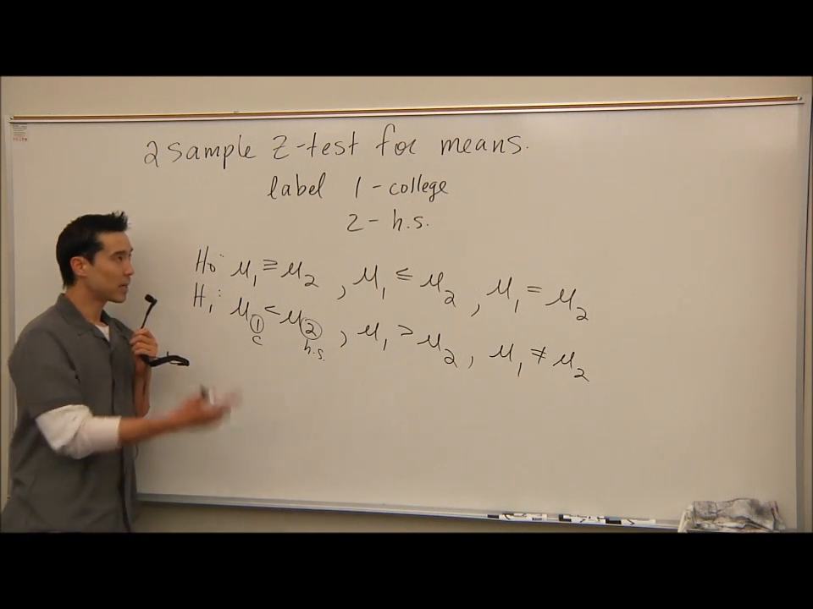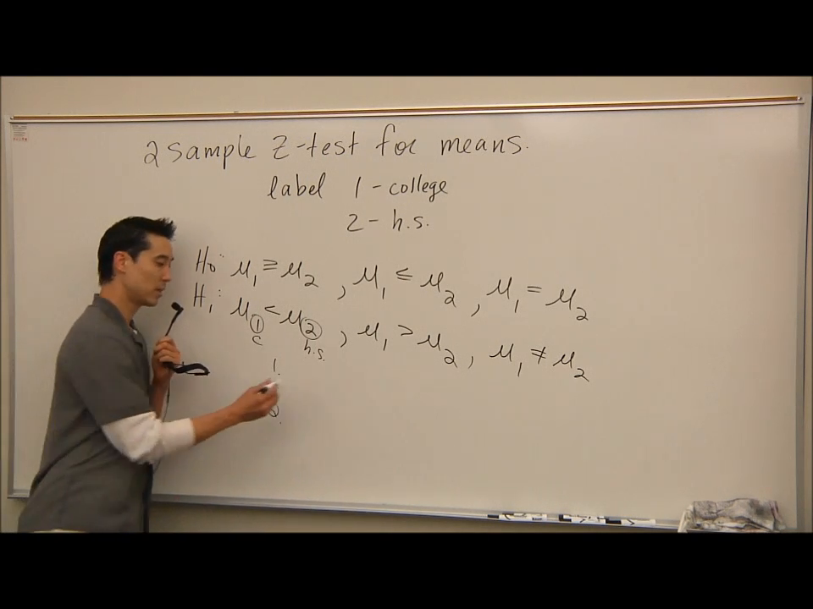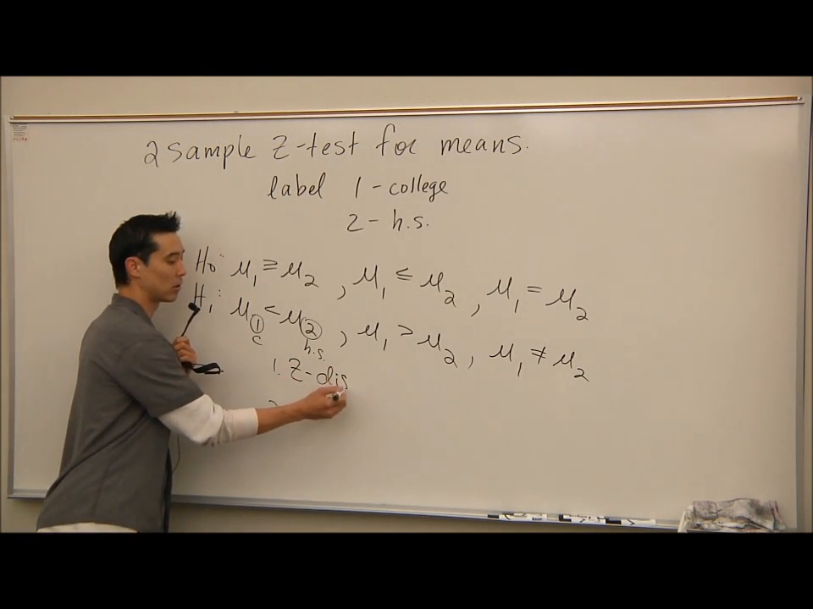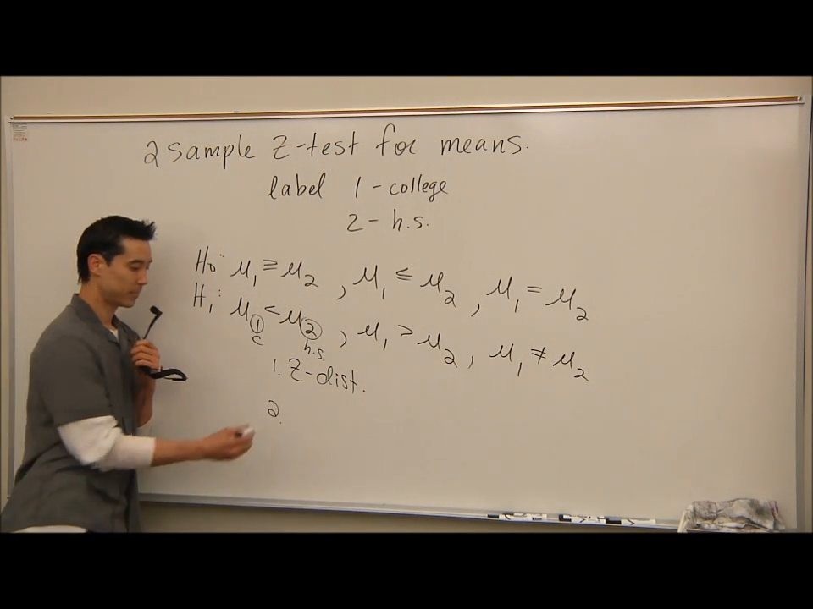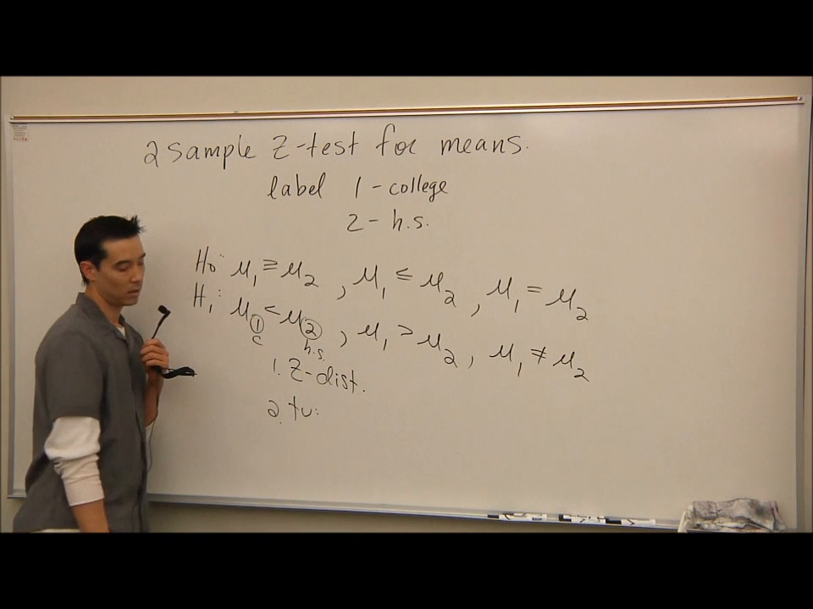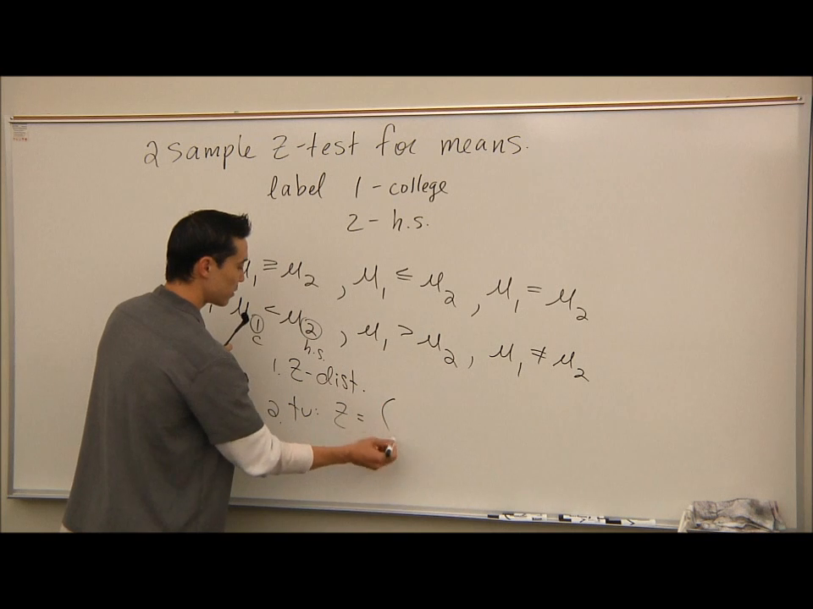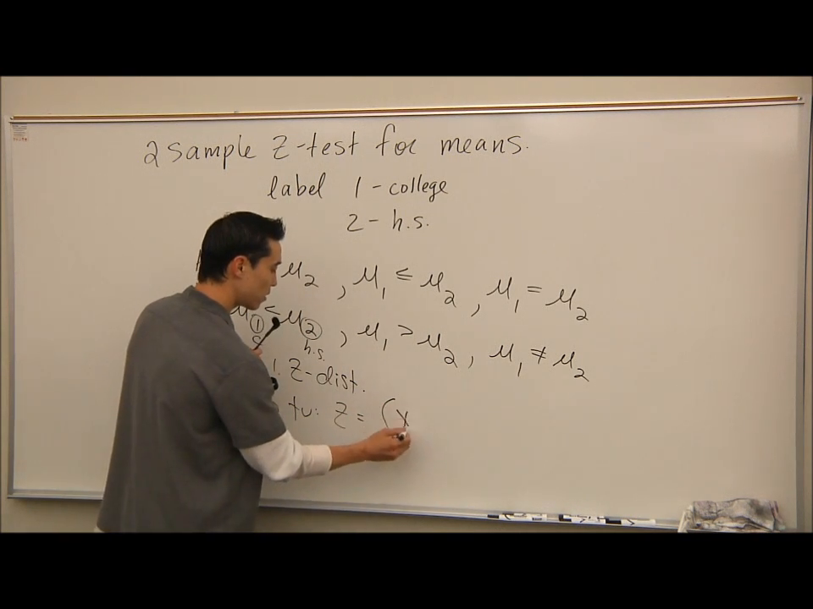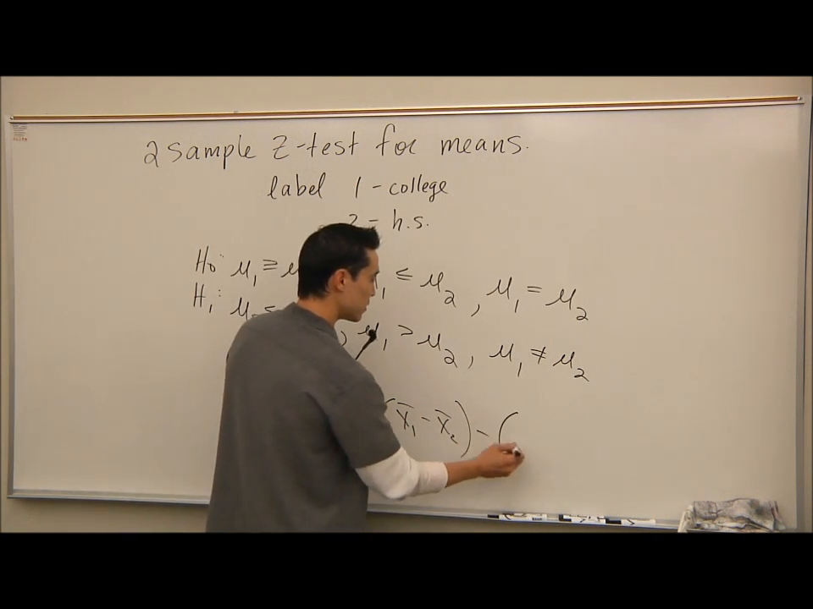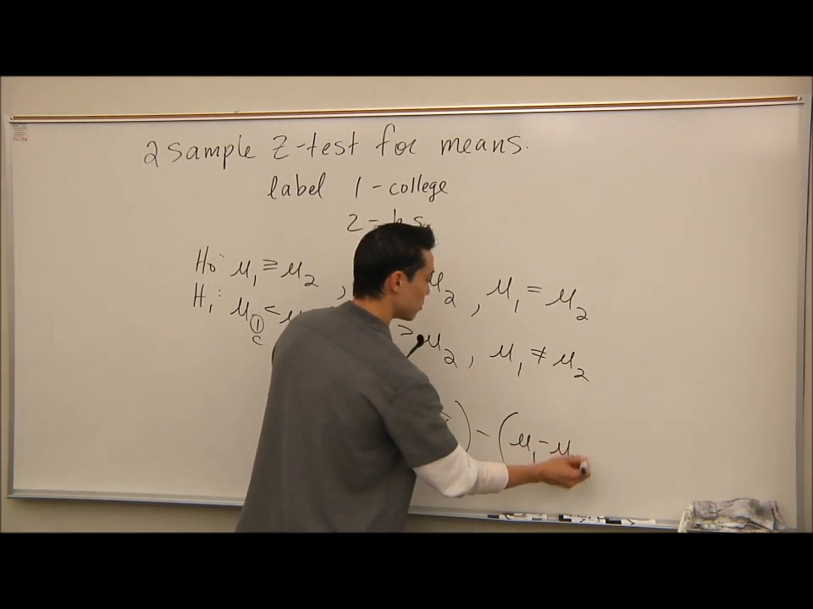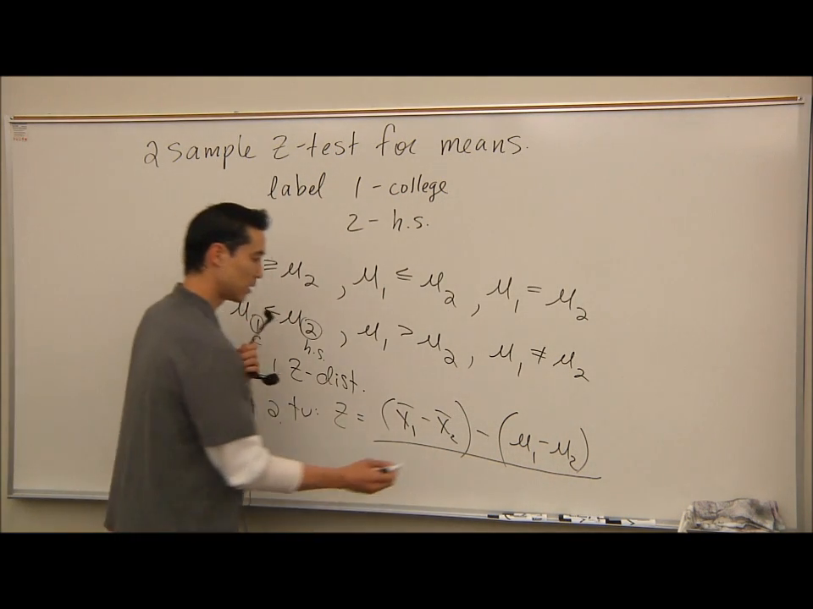Anytime I introduce a new test to you, I need to tell you 2 things. What distribution does it utilize? The z-distribution. That was easy. And the other thing I need to tell you is the test value formula. Your test value formula looks like this: z equals, parentheses, x1 bar minus x2 bar, first, then minus, parentheses, mu1 minus mu2, all divided by a big square root.